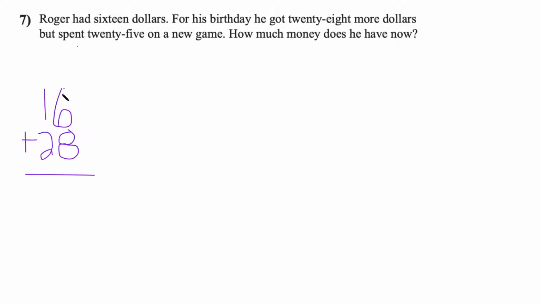So 6 plus 8 is 14. Carry the 1. 1 plus 2 is 4. So Roger right now has $44, which is the 16 he had plus the 28 he got for his birthday. However, Roger really wanted that new Mario game, so he spent $25 on it. So right now he has $44.